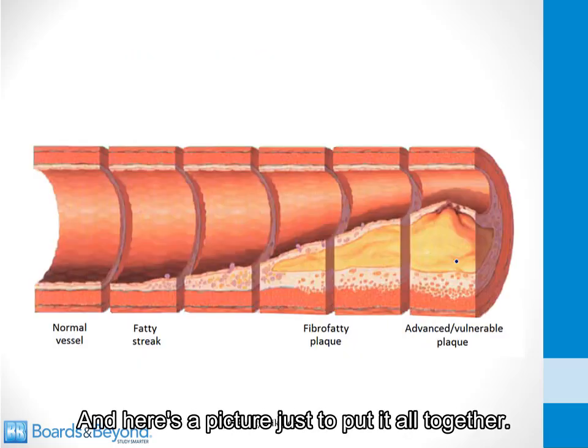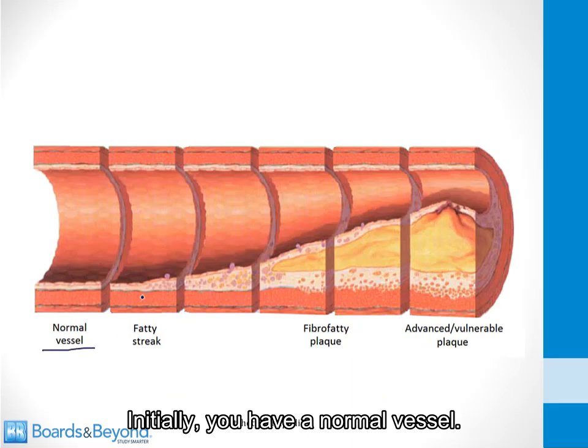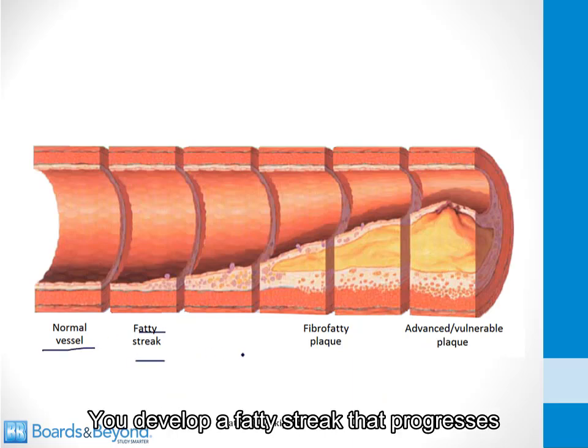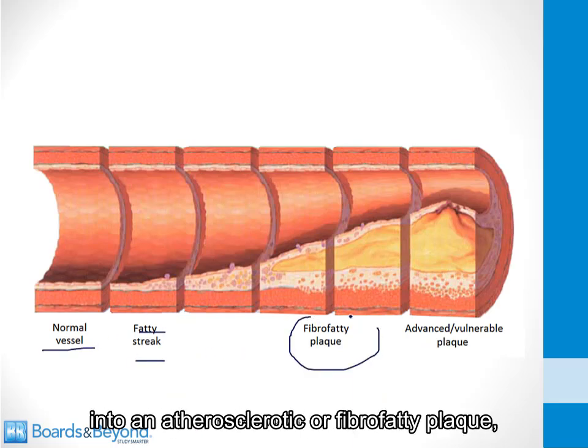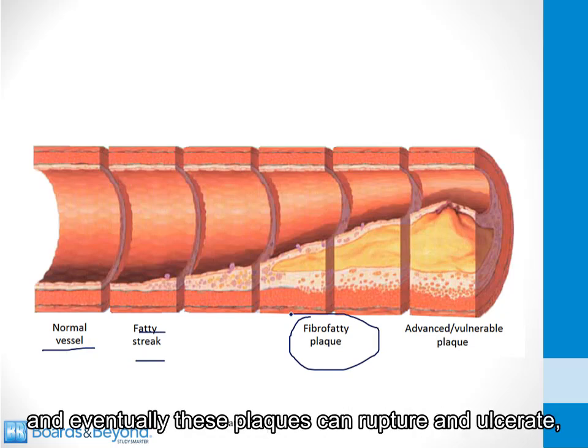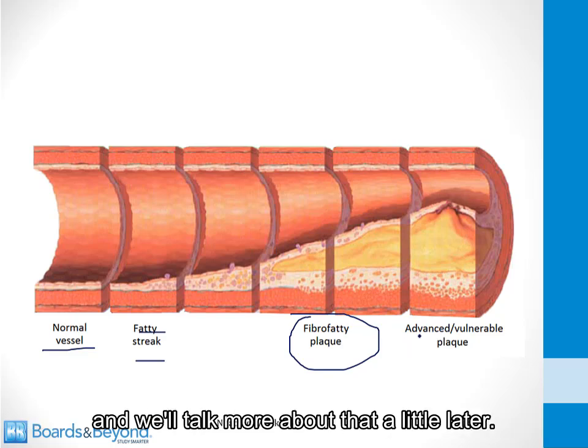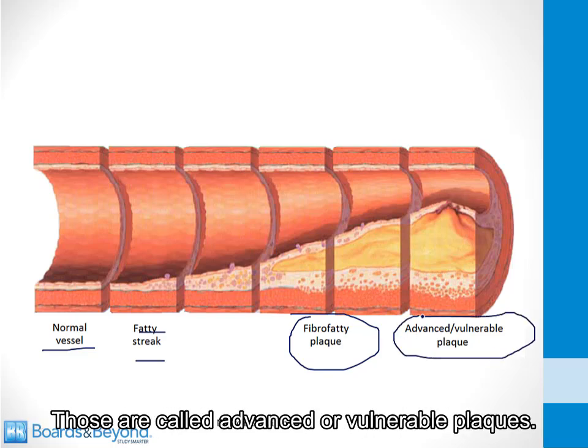And here's a picture just to put it all together. Initially, you have a normal vessel. You develop a fatty streak that progresses into an atherosclerotic or fibrofatty plaque. And eventually, these plaques can rupture and ulcerate, and we'll talk more about that a little later. Those are called advanced or vulnerable plaques.